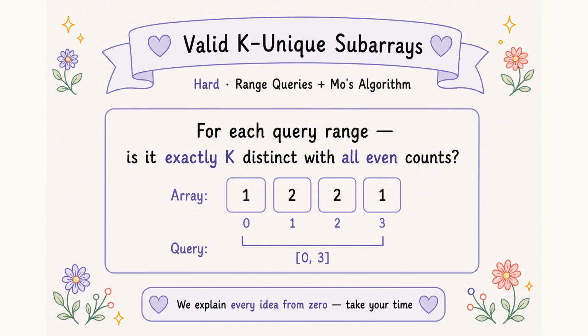Welcome. Today we solve valid k unique Subarrays 1. This is a hard problem, but we will go very slowly from 0. For every query range, we ask, does that subarray have exactly k distinct numbers, and does every number appear an even number of times? By the end, you will understand the rules, the examples, and Mo's algorithm.